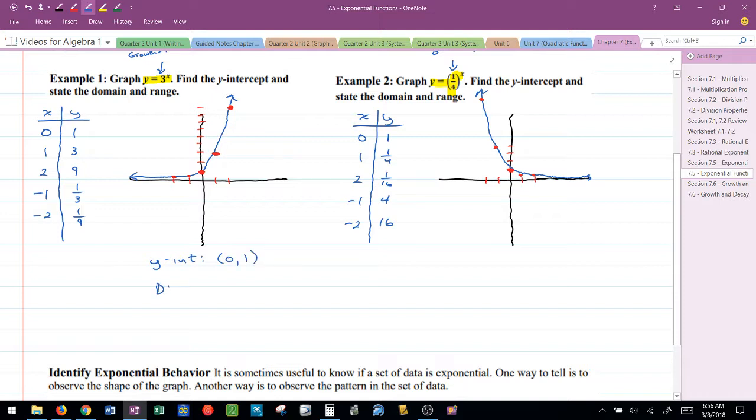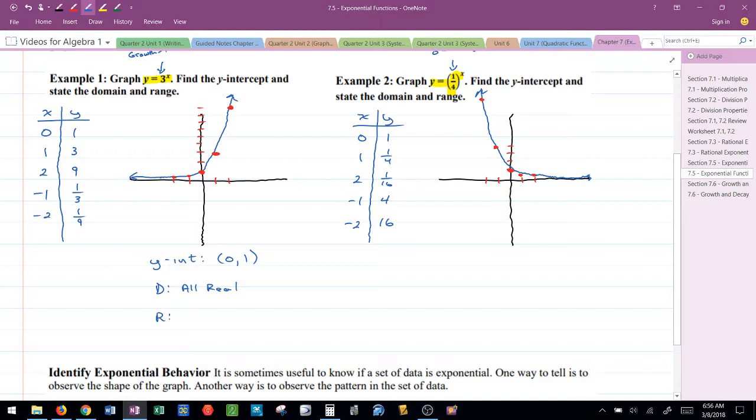They want us to identify the domain. The domain is all real numbers unless there's something called a restriction. And remember, domain refers to the x's. I can plug any x in that I want. That's what the arrows on my graph are showing me. So then the domain would be all real numbers.